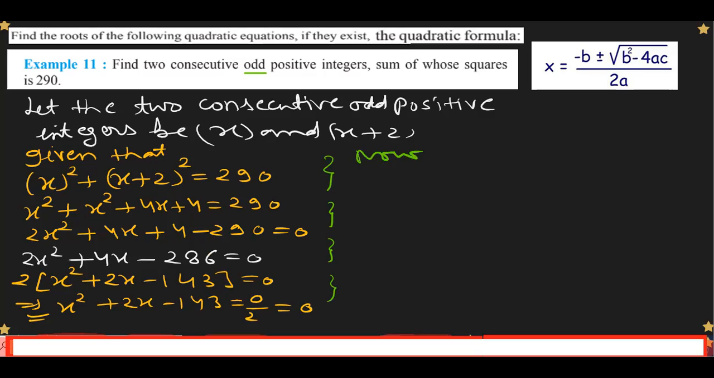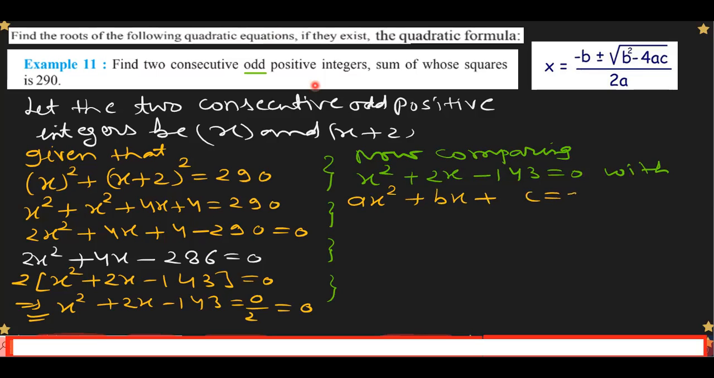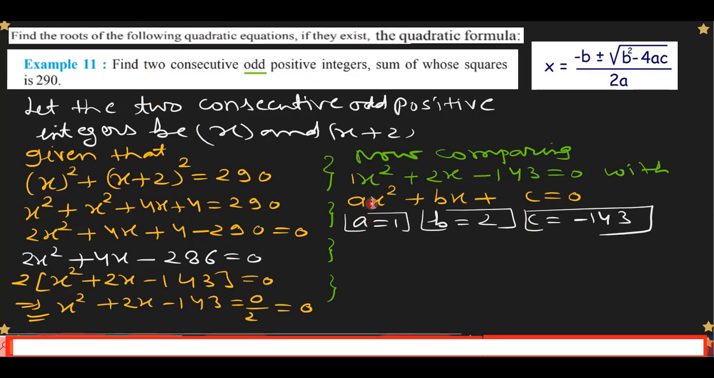Now, comparing x square plus 2x minus 143 with the standard form ax square plus bx plus c is equal to 0. We have a is 1, b is plus 2, and c is minus 143. कंपेयर किया हमने कोफिशिएंट ऑफ एक्स स्क्वायर का, कोफिशिएंट ऑफ एक्स का और कांस्टेंट टर्म का। a is 1, b is 2, and c is minus 143.